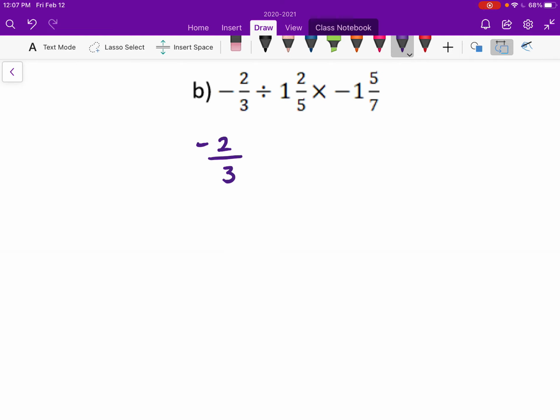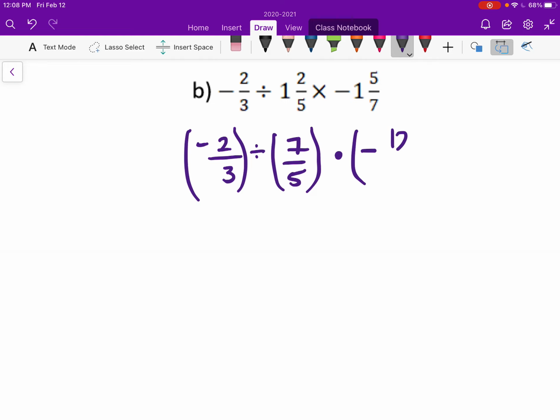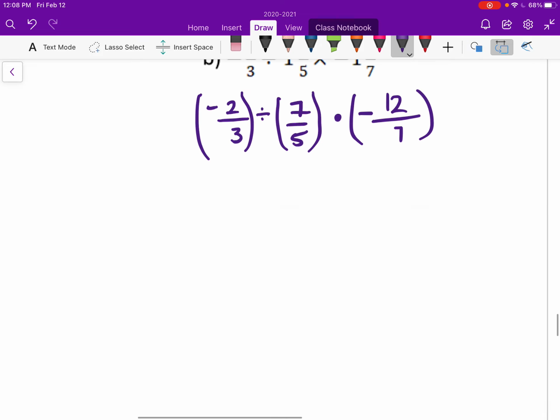So I have negative 2 over 3 divided by 1 times 5 is 5 plus 2 is 7. Right, so I'm not going to show how I changed it. You should if you want to, but you don't have to. Negative 1, we're just going to leave the negative as is. Just going to do it like this so that it's a little cleaner. Negative 7, so you're going to have negative 1 times 7 plus 5. So 7 plus 5 is just going to give me 12 over 7, right? 12 over 7.